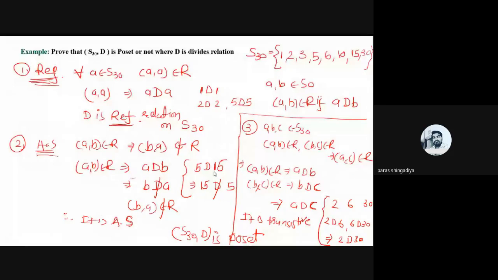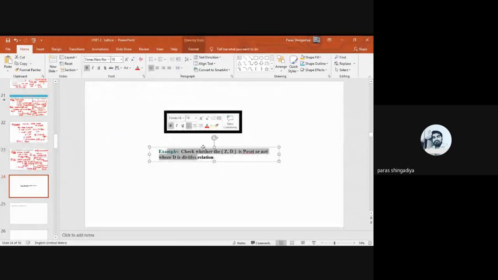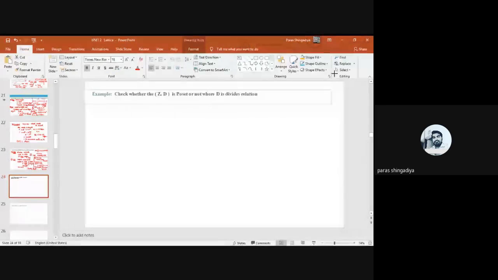Now the next example. Z comma D. Is it a poset or not? Check whether it is a poset or not. So the third question is there. First you try, okay? First prove it is reflexive, antisymmetric, and transitive. First you prove reflexive, then we'll check the answer. Is it reflexive or not? And then after that check the antisymmetric.